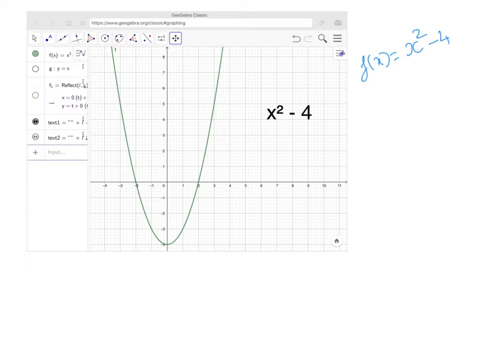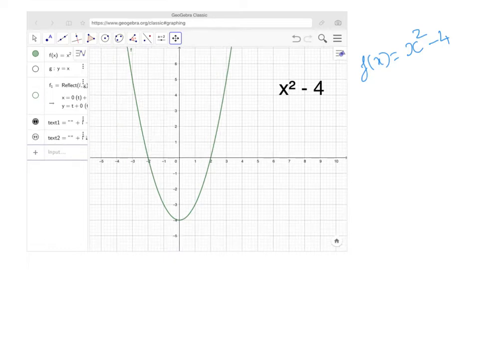Now let's see the case where the function is a parabola, the quadratic x squared minus 1. Take some example, x squared minus 4. And I draw this figure on the Cartesian coordinates, and I will get this parabola graph, x squared minus 4. Now let's see what will happen if I reflect over the line y is equal to x.